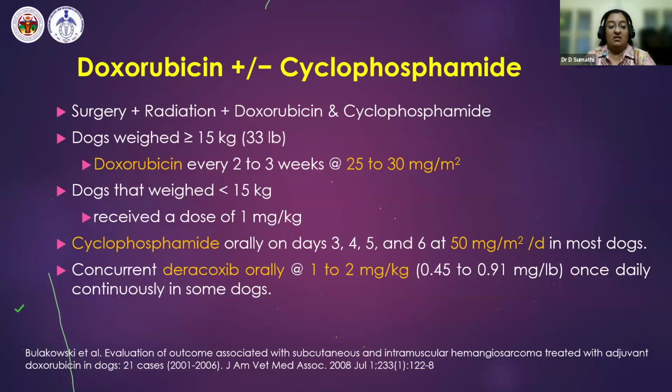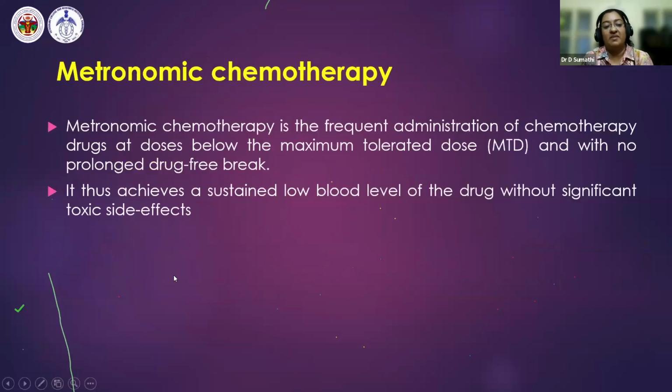But they are all therapeutic agents. So we need to be very cautious to evaluate at weekly intervals with routine blood sampling. So coming to metronomic chemotherapy, which I was discussing earlier.